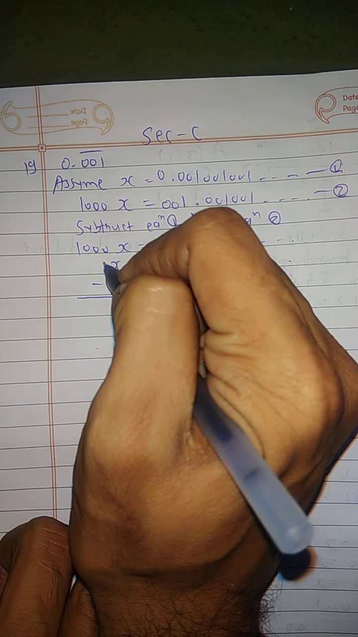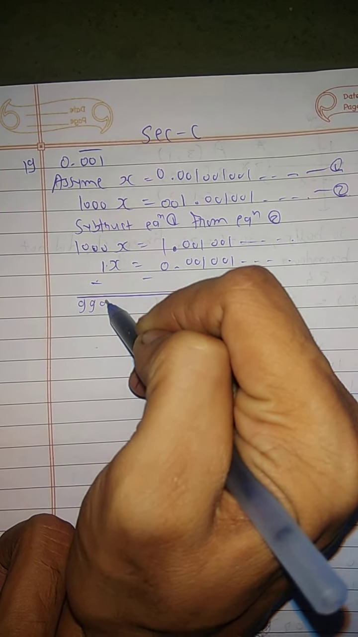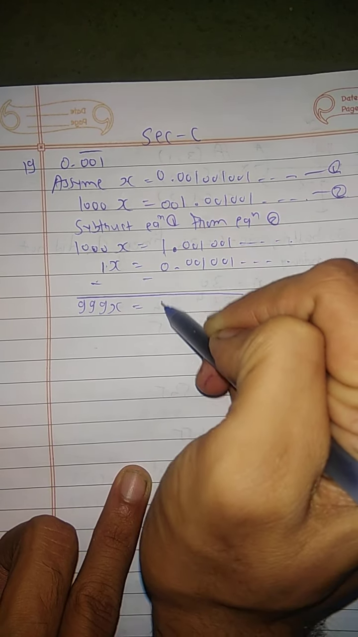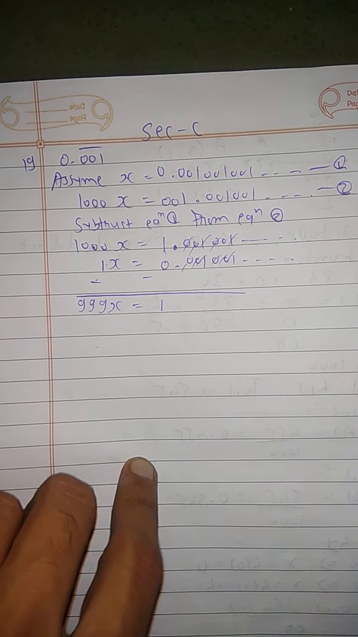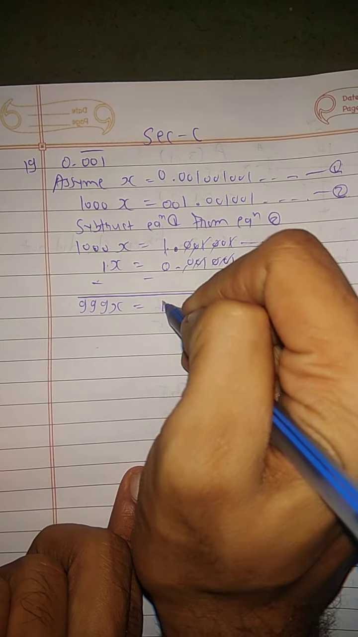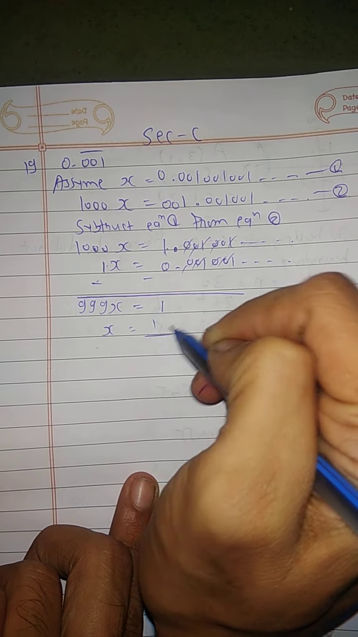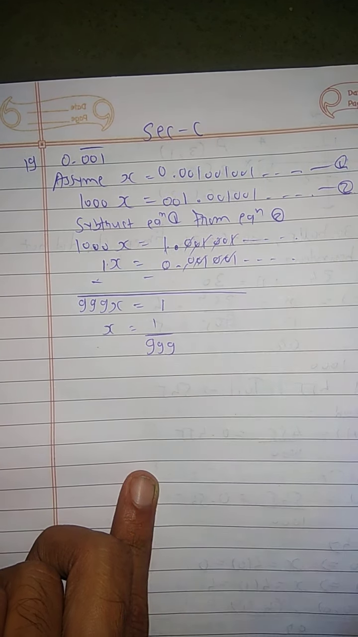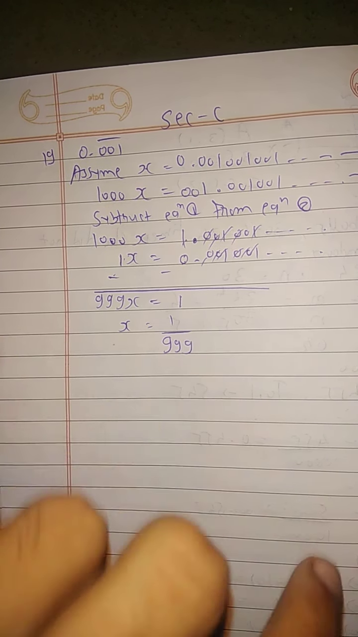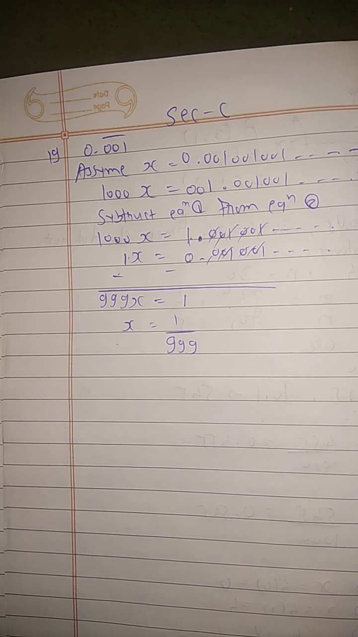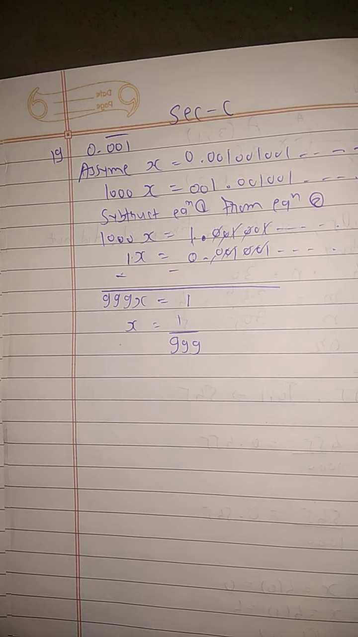Here nothing is there, so 1. Now 1000 minus 1, it is 999x. 1 minus 0.1, now these digits cut. All the digits will be cut. So 1 minus 0, 1. Now finally find out the x. So this 999 goes to the denominator. So x is equal to 1 by 999. This is the form of p by q. That means here we have the numerator and denominator. So x is equal to 1 divided by 999. Okay.